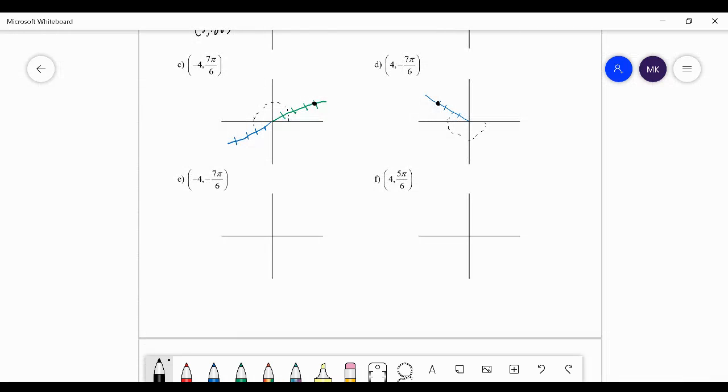Same thing going negative, right? We're going to do the same exact kind of process. This is our angle to about here. That's a kind of positive version. The negative version goes back this way. 1, 2, 3, 4. Okay. And lastly is 4, 5 pi over 6, which 5 pi over 6 is about here. 1, 2, 3, 4. We get this.